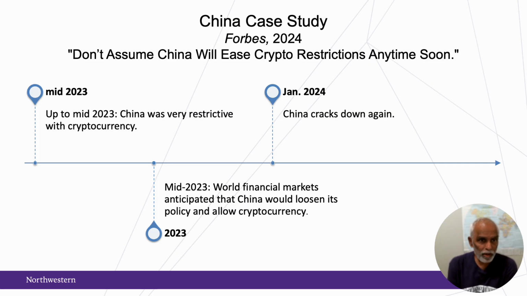Towards the end of 2023, world financial markets anticipated that China would loosen its policy and allow cryptocurrency. But then, in January 2024, China cracked down again on the use of cryptocurrency. So that's what happened in the history of China's adoption, and I don't think China is going to come back and say that they are going to accept cryptocurrency soon and easily.